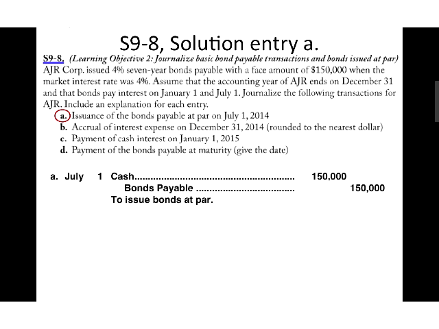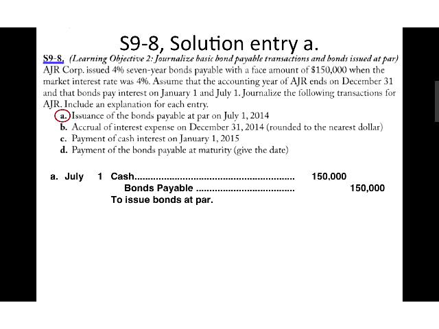So first thing we're going to do is issue the bonds payable at par July 1. What we're doing there is we're issuing them at par, so we're getting cash of $150,000, crediting bonds payable for the $150,000. So we're getting the cash in, we're crediting bonds payable.